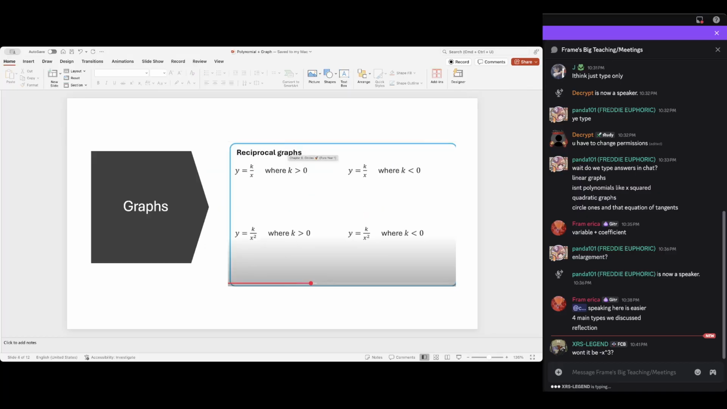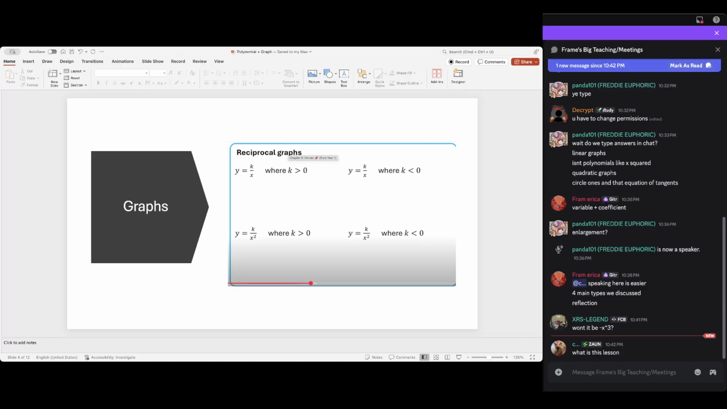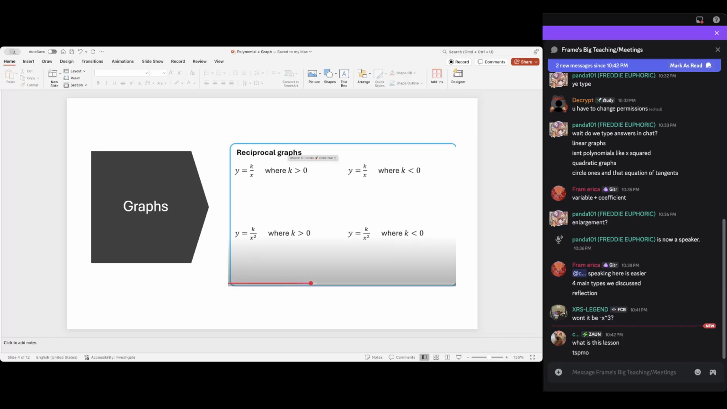Here are the graphs, and you can try to do it yourself. The reciprocal graphs, you can start having something that's a bit positive, and you should start like this, like this, and like this, and start thinking of it this way.